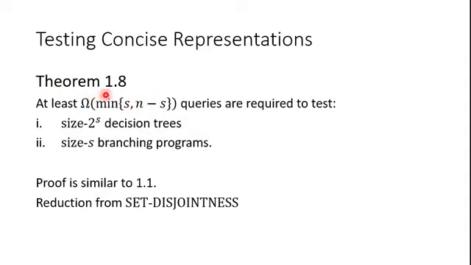So we will now look at theorem 1.8. What we want to prove is that at least omega of the minimum of s and n minus s queries are required in order to test size 2^s decision trees and size s branching programs. And the proof is going to be very similar to the proof for 1.1, using a reduction from set disjointness.